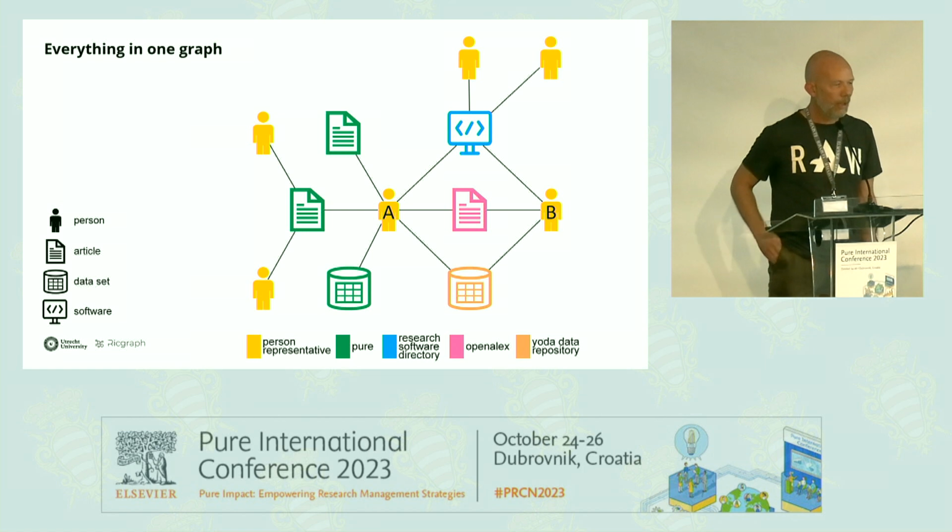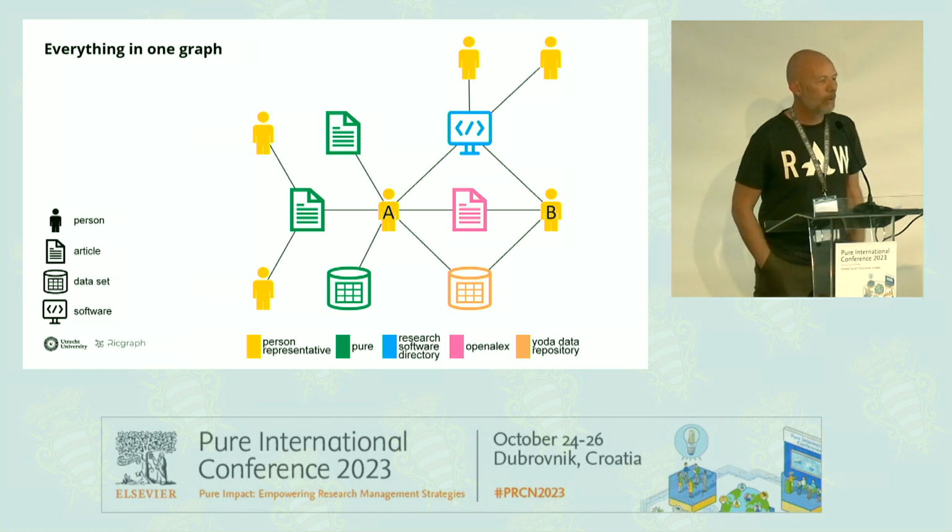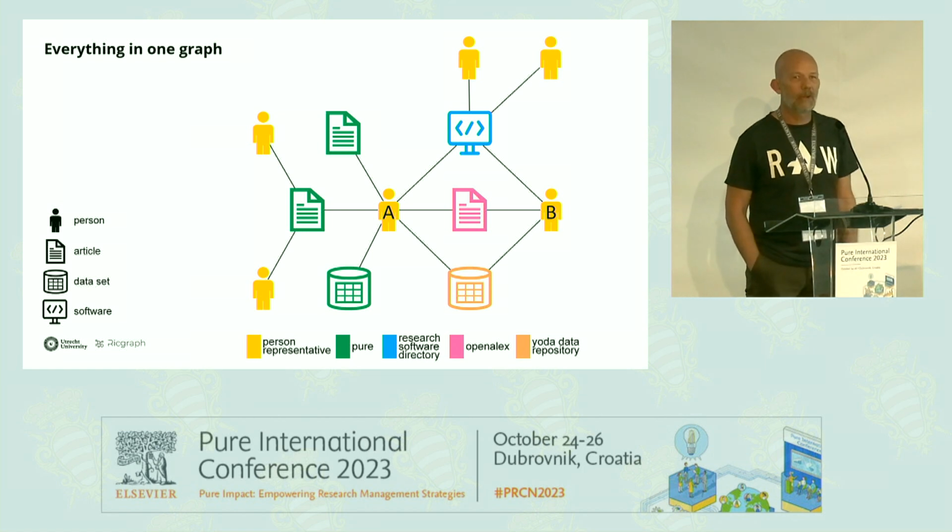This is a kindergarten-like representation of what a graph looks like. Since we like to work person-centric or researcher-centric, in fact, those are the yellow nodes. This is an example of the different entities and their relationships shown in this graph. So you see the OpenAlex, Yoda data repository, and so on. This is a simple one. This is probably what we started out with.